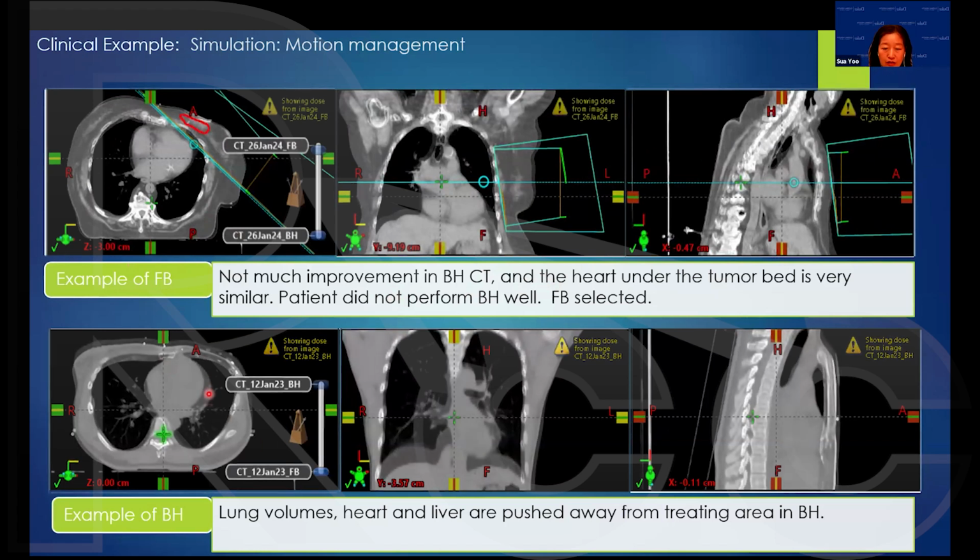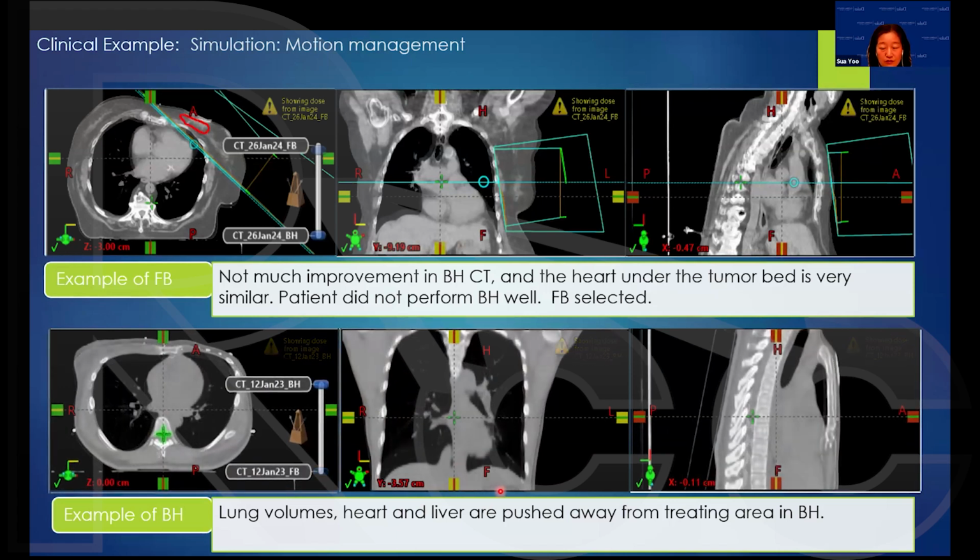For this patient, free breathing versus breath hold was extremely different. The patient did really well, and liver and heart both improved. The heart was away from the left side and the liver was down. So if it was the right side, then yes, we can actually avoid the liver completely, and the lung DVH would be a lot better. And if it's the left side, yes, the heart is away. So we would definitely do breath hold for this patient. Breath hold was selected for this patient.